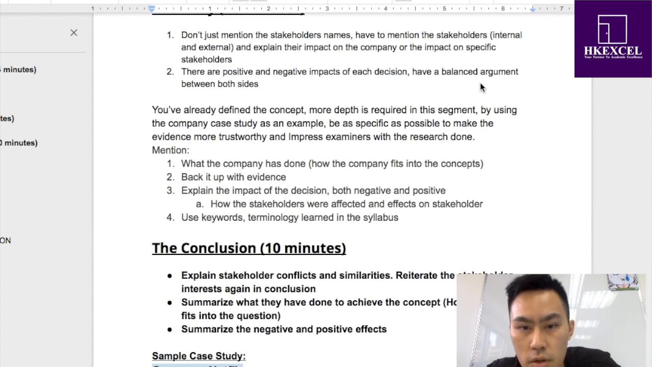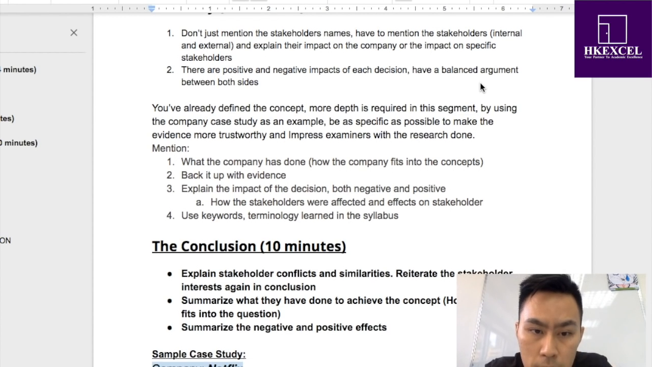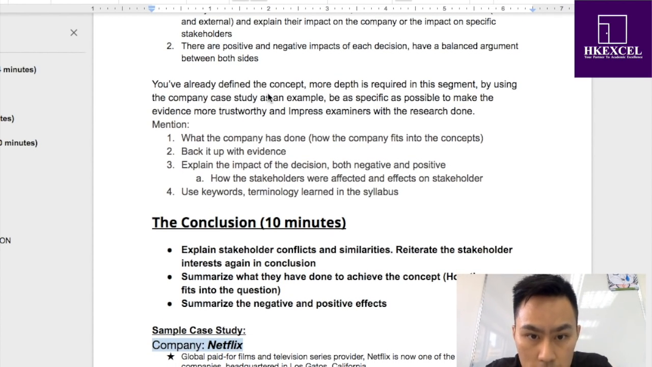So for example, if you talk about innovation, you don't just talk about the good side of the innovation of this topic, okay? But you also mention there's a downside for that. For example, it will be very costly, and it needs a lot of market research, yeah. And there is a lot of uncertainty.